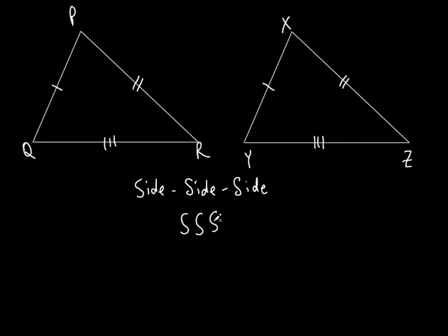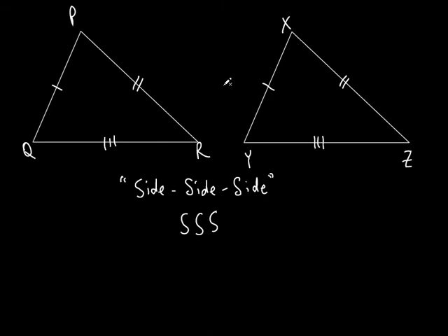Now, we don't say SSS. So if I said, give me a reason why these 2 triangles are congruent to each other, you would say what? Side, side, side. So I'll put that in quotes. This is how you would say it. You would say side, side, side. But when you write it, you don't have to write out the word side. You can just write SSS, okay? But you're not going to say SSS. We say side, side, side. Everybody got that? All right.